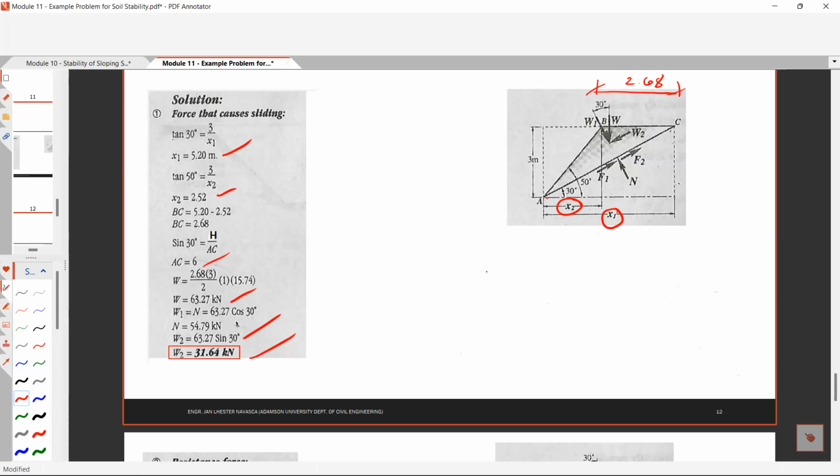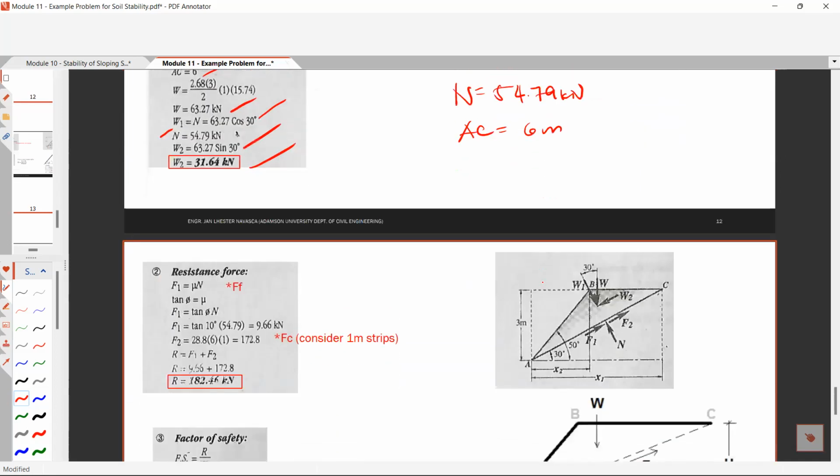Okay, then solve na rin natin yung unknown forces for the next solutions, yung N. We need this N. Yung N na to is equals to W1, right? The summation forces along this line, kung ano yung nasa taas niya, yun yung sa ilalim. So therefore, this W1 is equals to N. So yung W1 natin is W cosine theta. And therefore, you have here the N normal force, which is 54.79 kilonewton. So again, kailangan din natin yan. So we now have your N, which is 54.79 kilonewton, and your AC, which is equals to 6 meters.